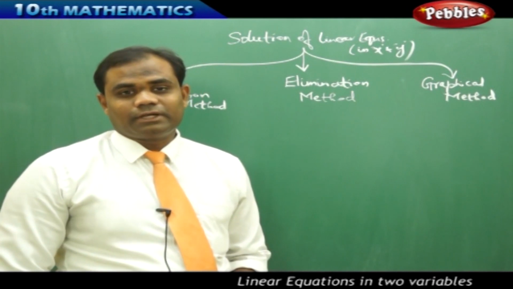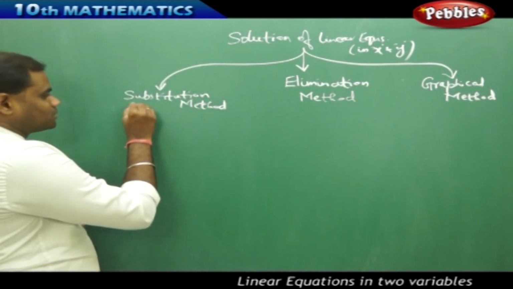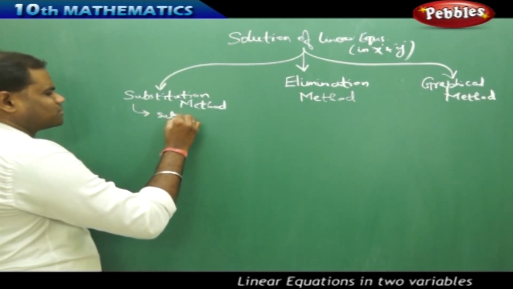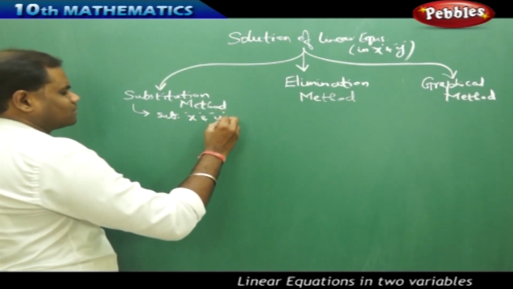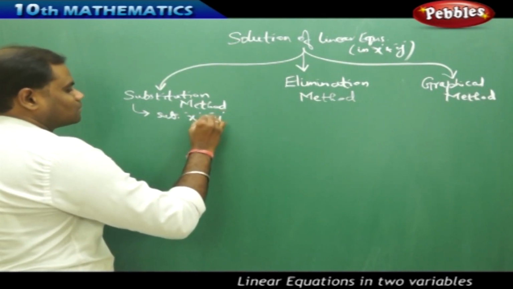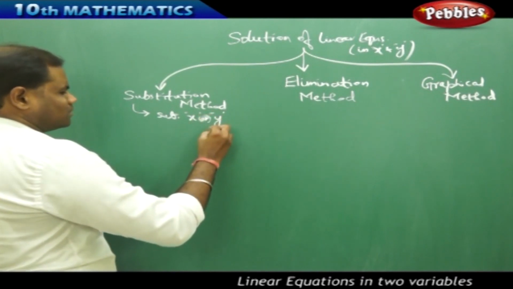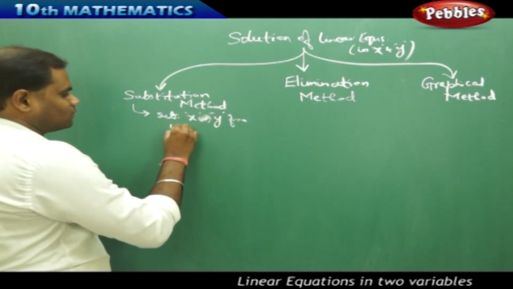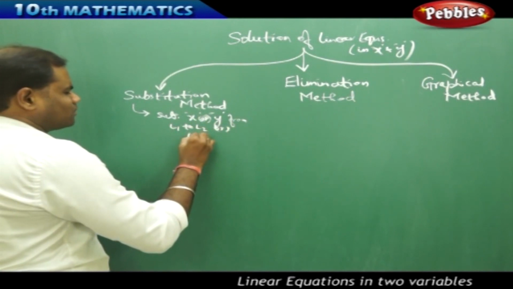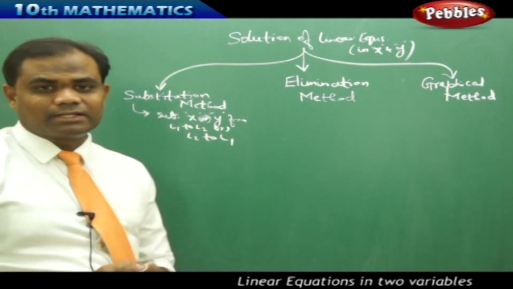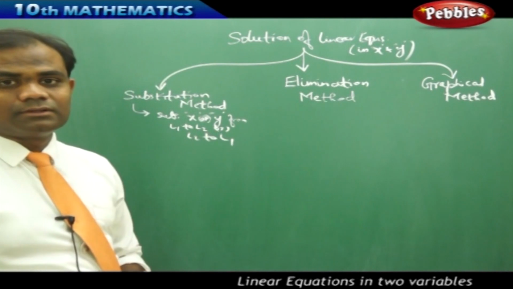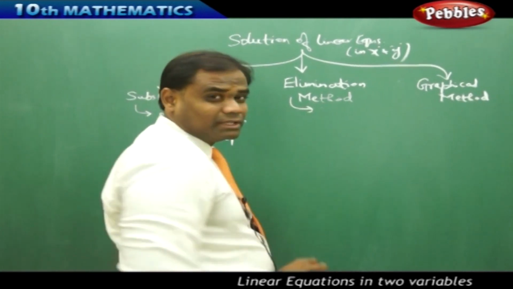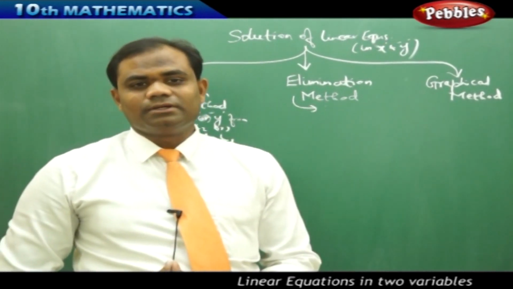So how do we do each one of them? Say, for example, I want to use the substitution method. My step 1 is to substitute x or y from equation 1 to 2 or 2 to 1, from L1 to L2 or L2 to L1. That is how we understand the substitution method. Secondly, for the elimination method, we initially make the coefficients of x or y the same.